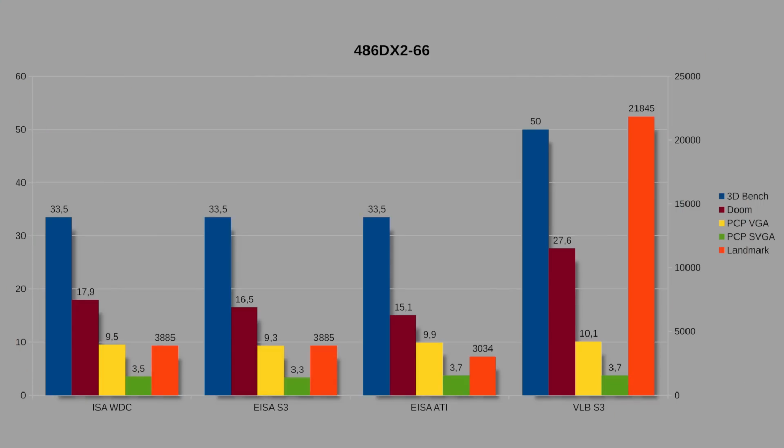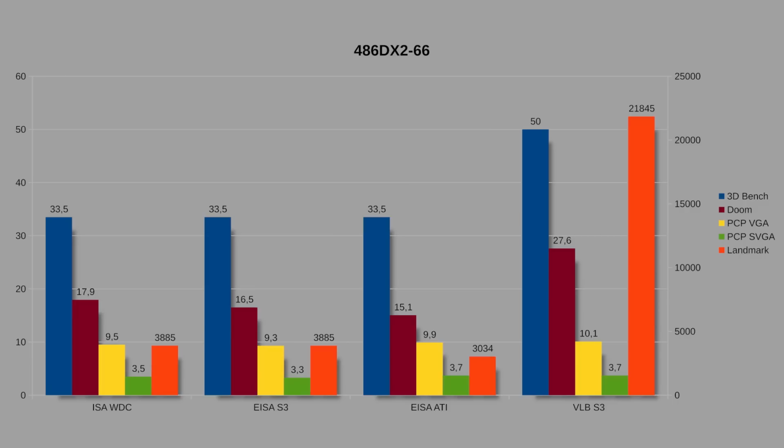In 3D Bench, once again, all ISA and EISA cards delivered the same performance at 33.5 points. The VLB graphics card delivered this time almost 50% more with 50 points. In Landmark, the ISA and EISA results were identical to the results with the 486DX33, but the VLB card already started its space program and reached the moon, delivering again 5 to 6 times higher values.